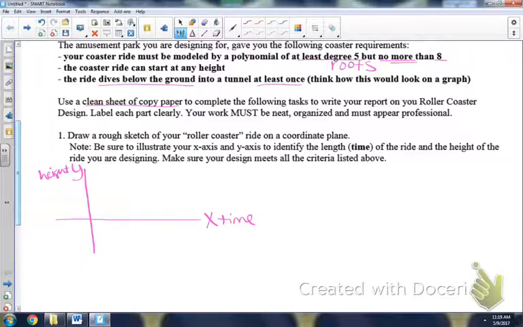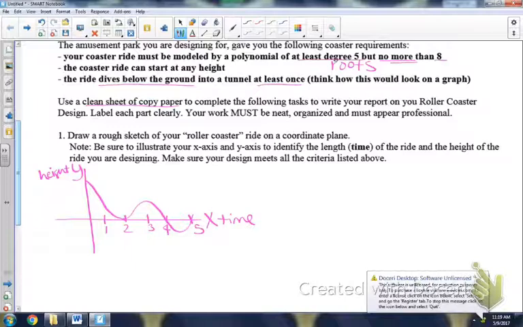So, I'm starting my roller coaster up here. Just say I'm starting up here. I'm going to go down. It says you have to have one point that goes through the tunnel, which is below the y-axis. All right, so I have a root. I'm going to say this is 2. Okay, so notice I have a double root at 2.